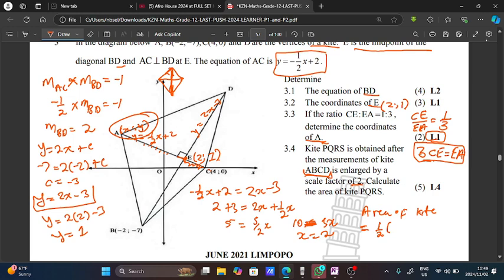Into two triangles. Half BD. BE. Half BE multiplied by AC plus half DE times AC. Is that all?